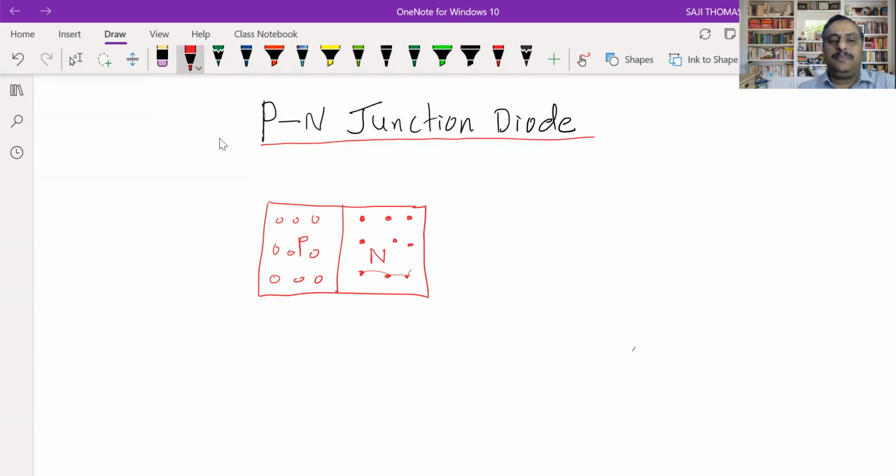Here, near the P section, at the junction, a layer of negative charge. This is called a space charge region. We have discussed it already. Similarly, at the N section, there is a layer of positively charged ions. These are called space charge regions. This region together is known as depletion layer. And depletion layer does not contain mobile charge carriers. These are the ionized cores.